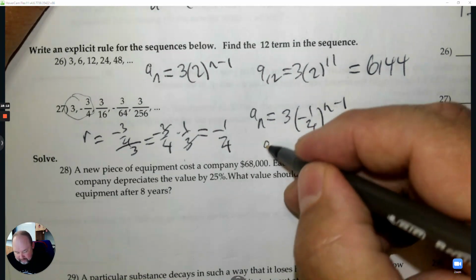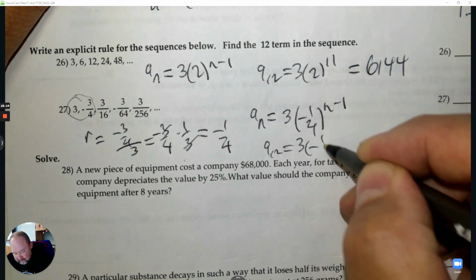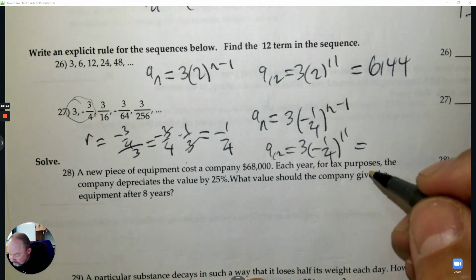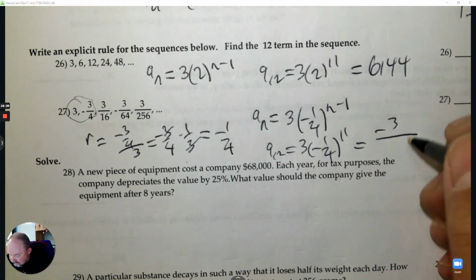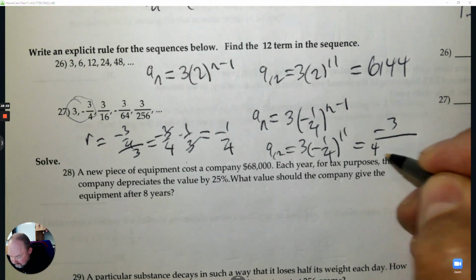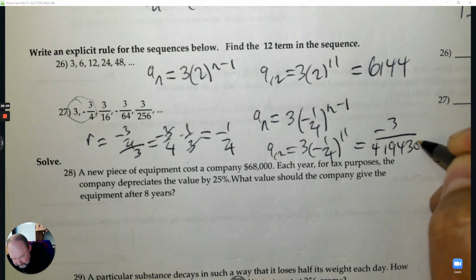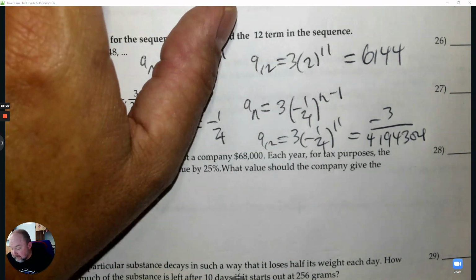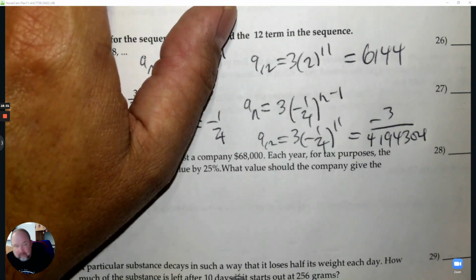And then the 12th term, you would plug 12 in. So again, it would be 12 take away 1, which is 11. If you had a fraction, it's a huge number on the bottom. And there's the answer. If you had a decimal, it would be negative 0.000000715.